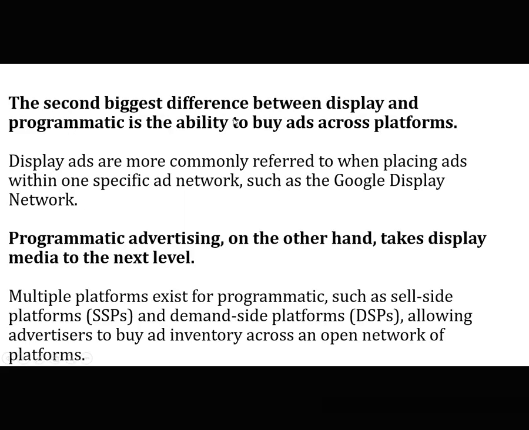The second biggest difference between display and programmatic is the ability to buy ads across platforms. Display ads are more commonly referred to when placing ads within one specified ad network, such as the Google Display Network. Programmatic advertising, on the other hand, takes display media to the next level. Multiple platforms exist for programmatic, such as sell-side platforms and demand-side platforms, allowing advertisers to buy ad inventory across an open network of platforms.